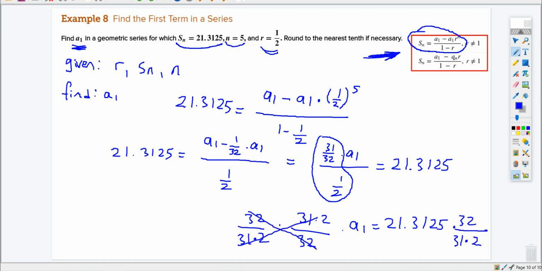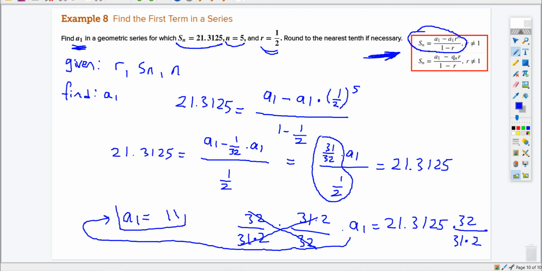That was the point. And if you multiply 21.3125 by 32 over 31 times 2, you will definitely get this result. A1, which is the first term, is going to come up as 11. 11 will be our answer then. So the first term is just 11. That's the case.